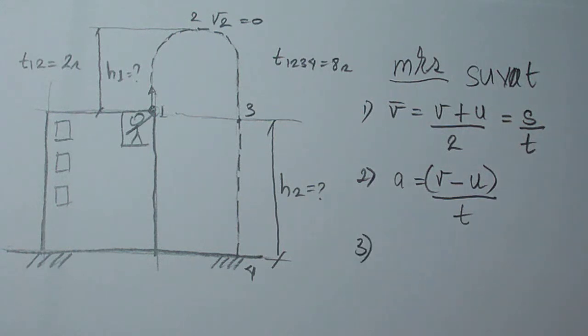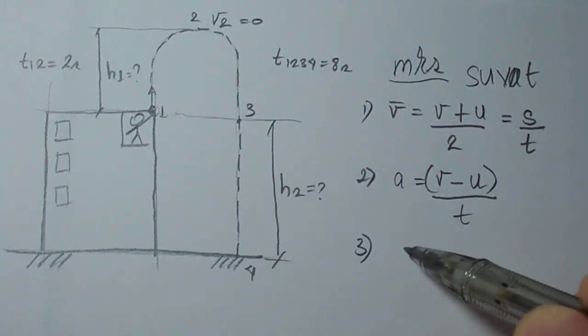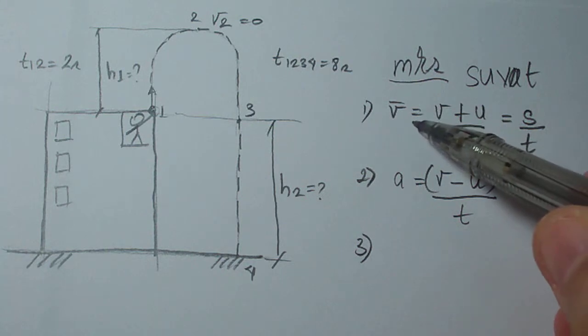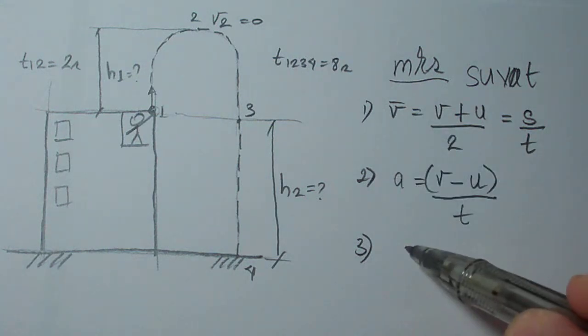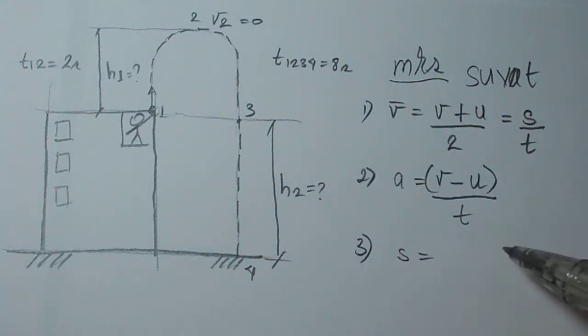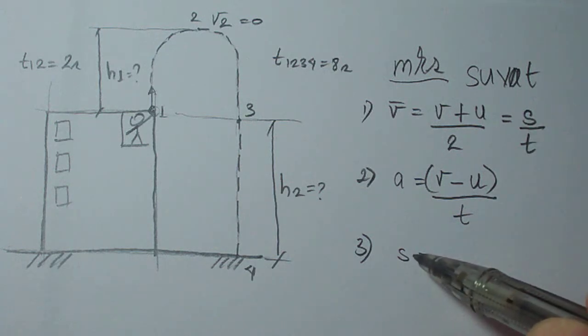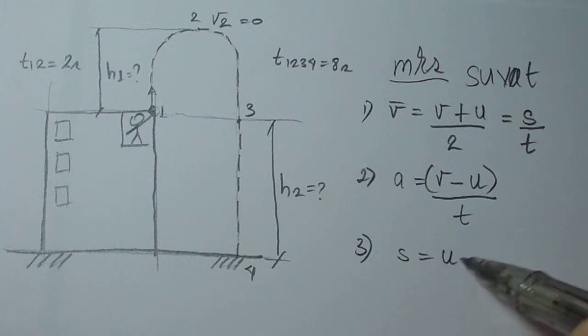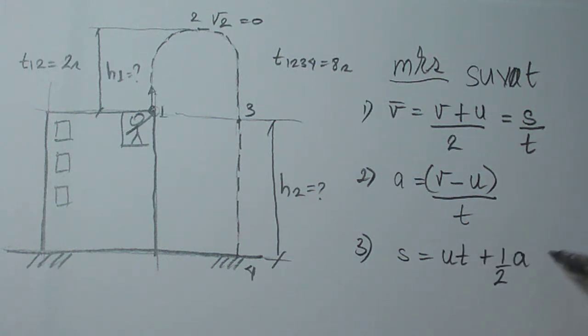The third SUVAT equation is the combination of equations 1 and 2, but finding out the displacement. If you're going to combine these two equations, you'll end up with the displacement is equal to the initial velocity times time plus 1/2 the acceleration times time squared.